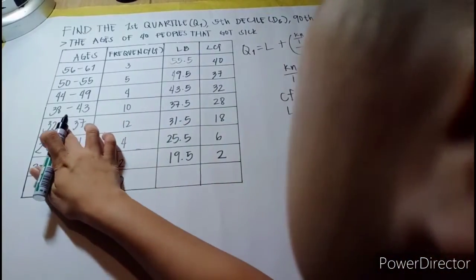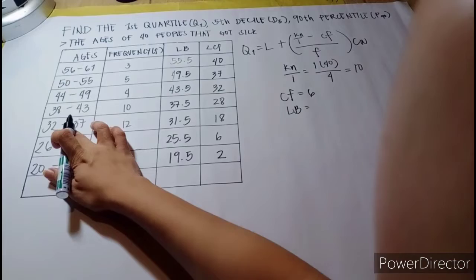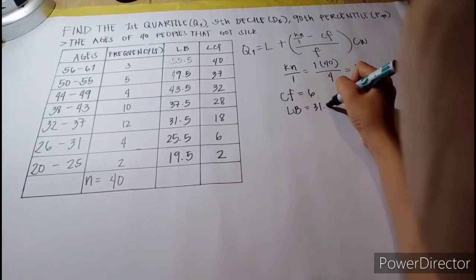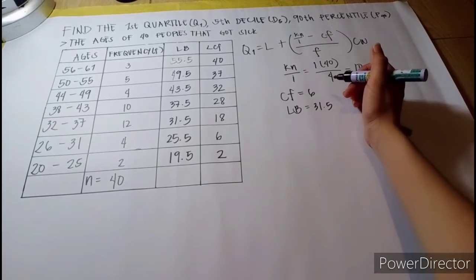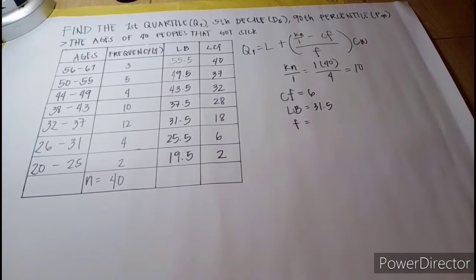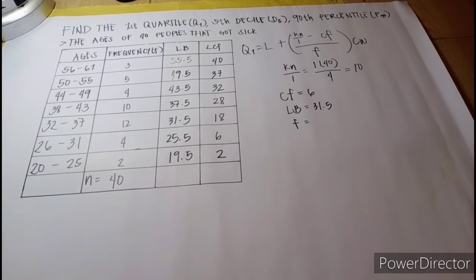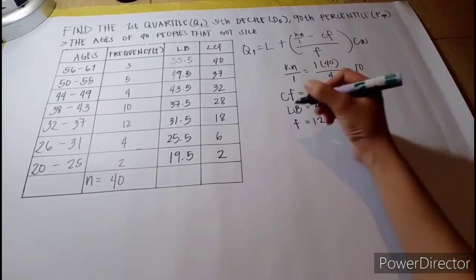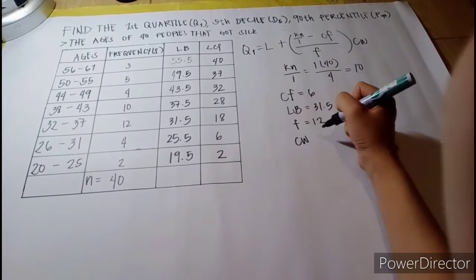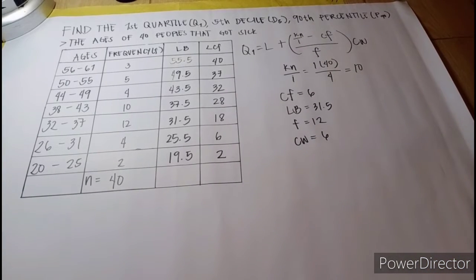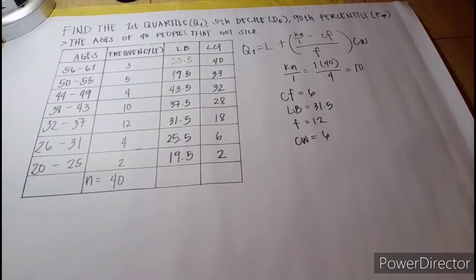Then our lower boundary, we only look at this one, is 31.5. The frequency is 12. And the CW is 6. CW is the class width or class size.